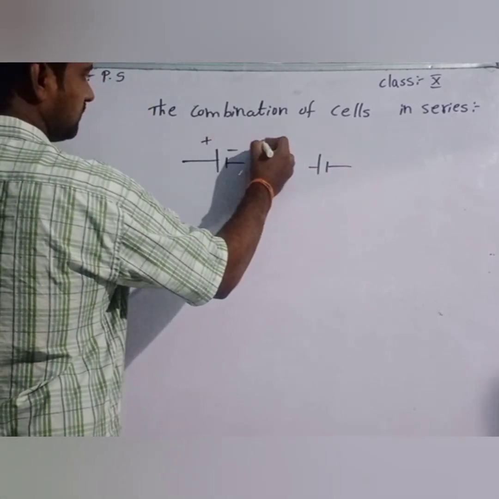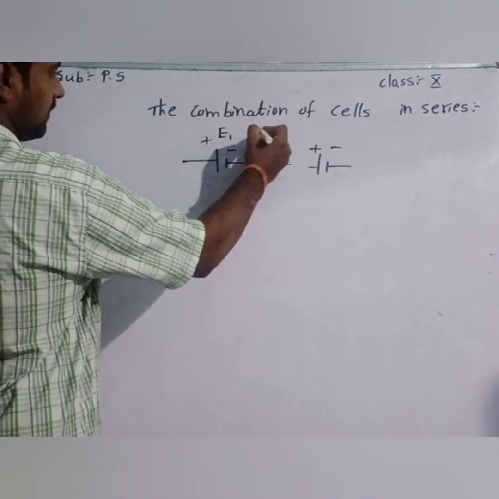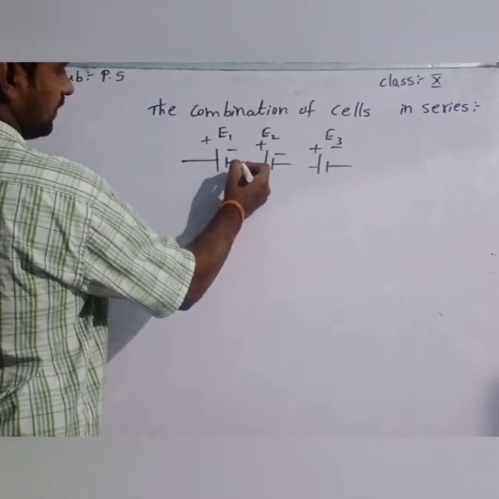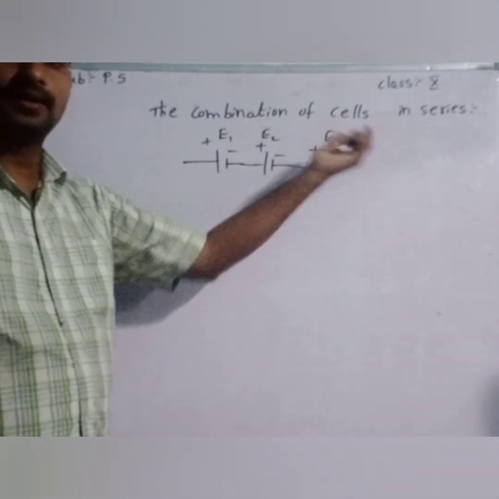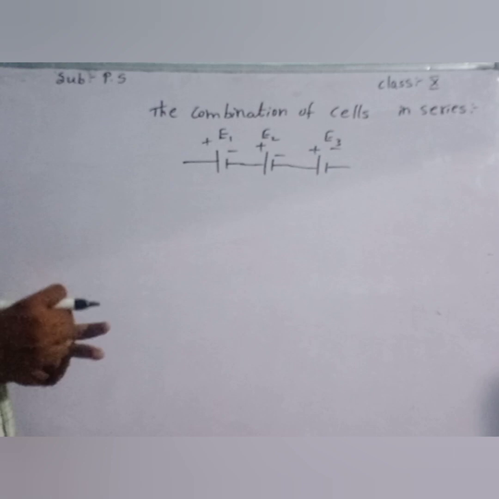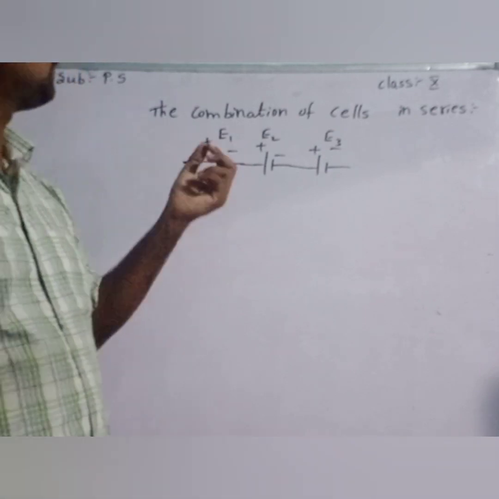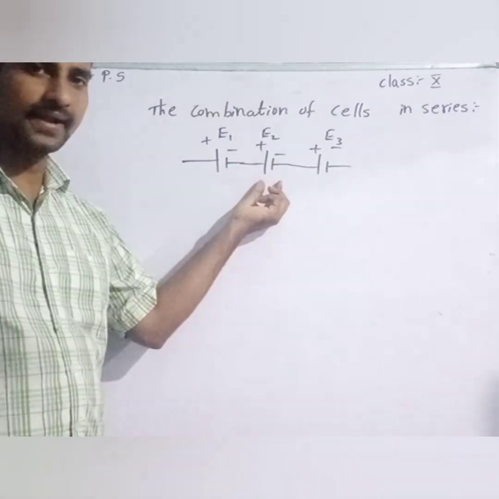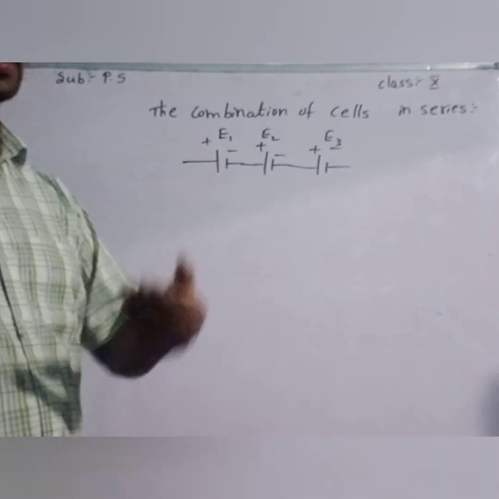Plus minus, plus minus, plus minus. So E1, E2 and E3. Here, plus minus, plus minus, plus minus. This is a combination of cells in series. Here E1 indicates the voltage or EMF of the first battery, E2 indicates the voltage of the second battery, and E3 indicates the voltage of the third battery.